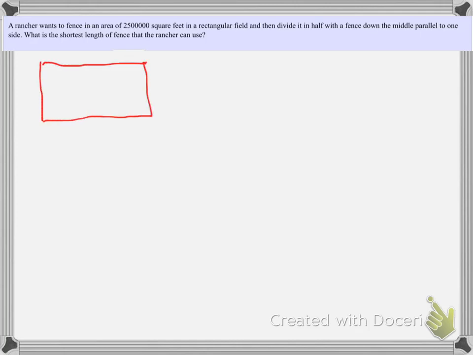So here's our rectangular region, and perhaps we call this X and this Y. Without even going any further, we already know our constraint. Because the area is 2.5 million, X times Y has to equal 2,500,000.